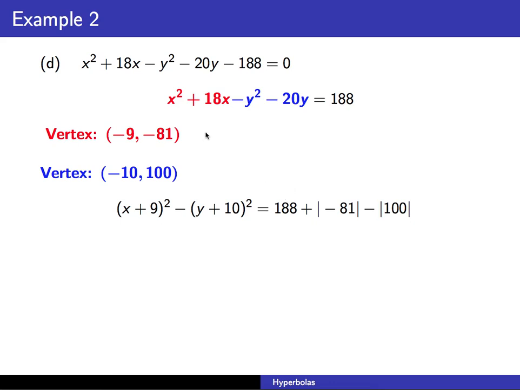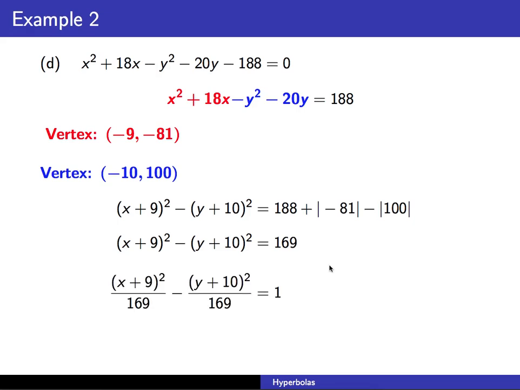Since the y squared has a negative in front of it, we're going to be subtracting the absolute value of 100, which is 100. But we're going to be subtracting this y coordinate for this vertex because of the negative in front of the y squared. So we'll have 188 plus the absolute value of negative 81 plus the absolute value of 100, and that gives us 169. Dividing both sides by 169, we have x plus 9 in parentheses squared over 169 minus y plus 10 in parentheses squared over 169 equals 1. And there is our standard form.